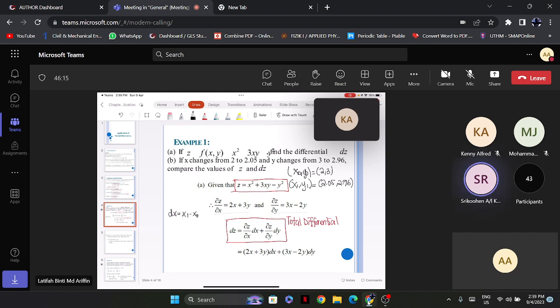Okay, so our original point is (2, 3) and our new point is (2.05, 2.96). Therefore, dx1 is equals to 2.05 tolak dengan 2 sama dengan 0.05. Kemudian dy adalah sama dengan y1 minus y0, iaitu 2.96 minus 3 equals to minus 0.04.